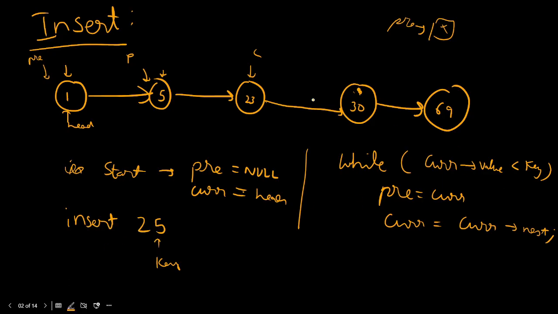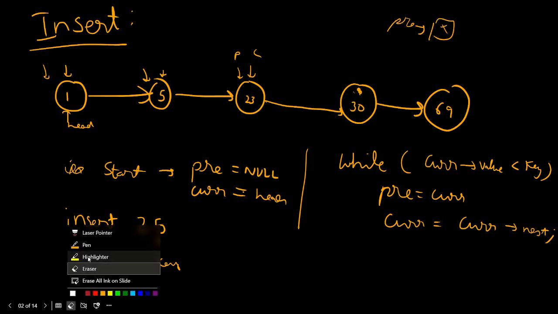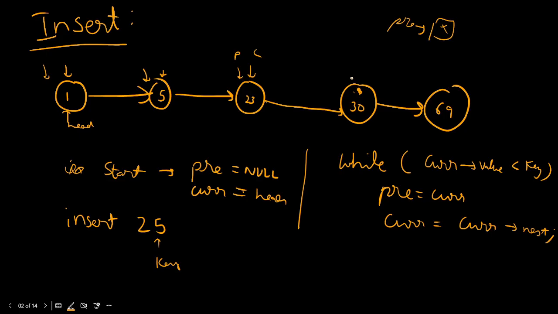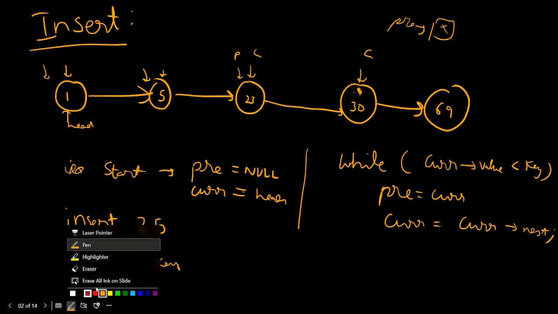Okay. Now again, loop. Cur's value is less than key. Is 23 less than 25? Yes. So it will go. So pre is equal to cur. Pre will come here. Okay, I'm forgetting to erase pre. It might be a bit confusing. Okay, the pre came to 23 now. And now cur goes to cur's next.